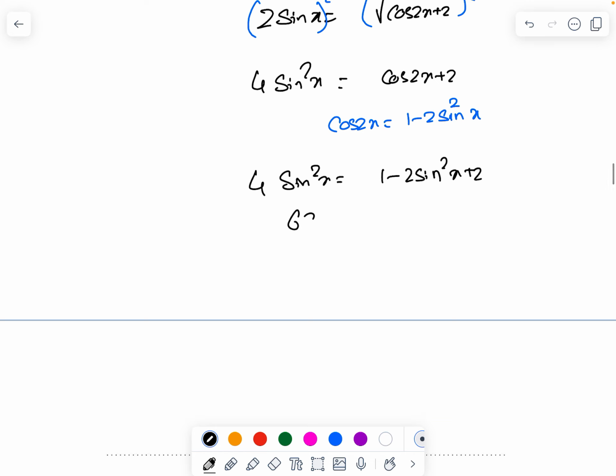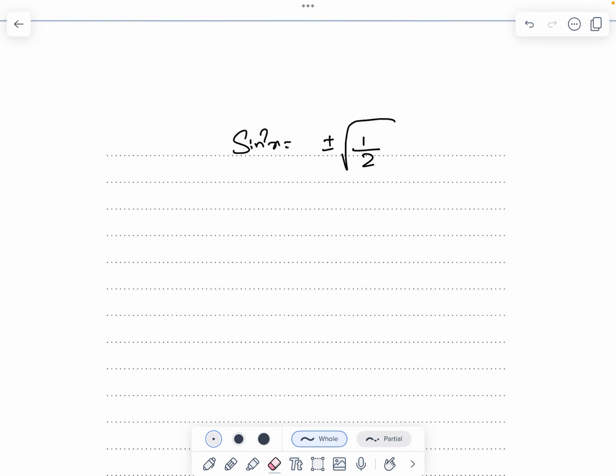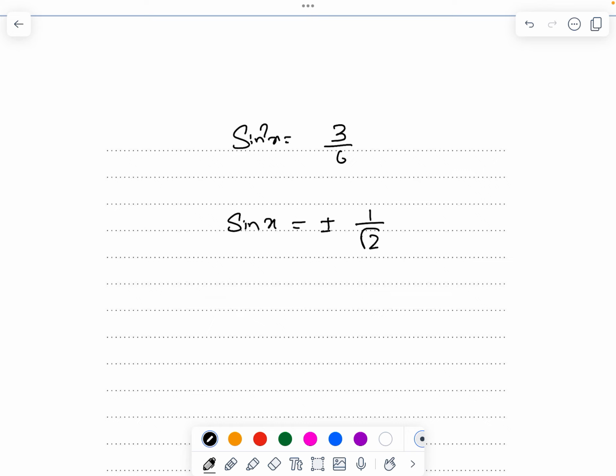So it becomes 6 sin square x, 6 sin square x equals 3. So sin square x equals plus or minus 1 upon 2. Taking the square root, sin x equals plus or minus 1 upon square root 2.